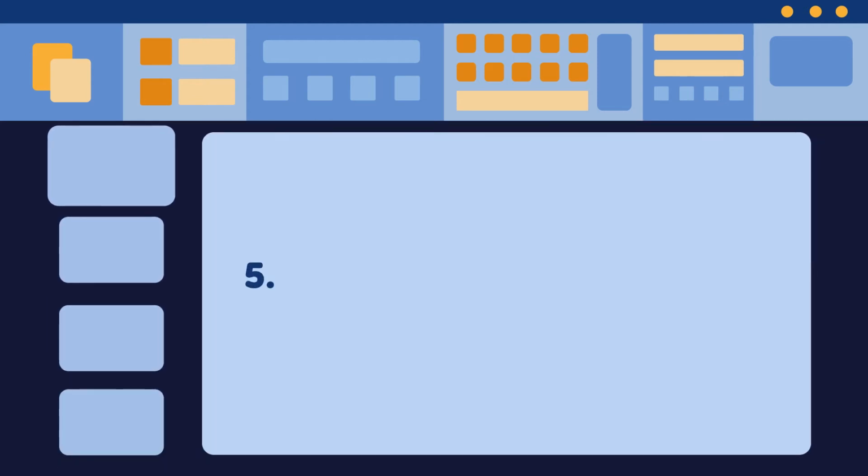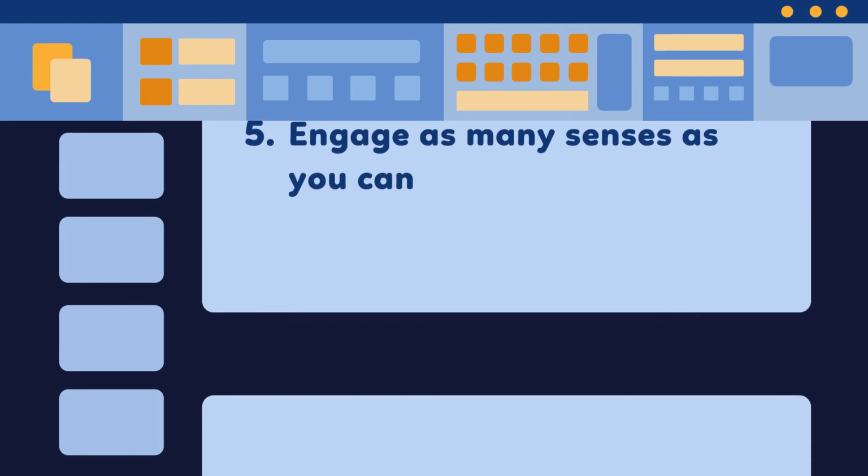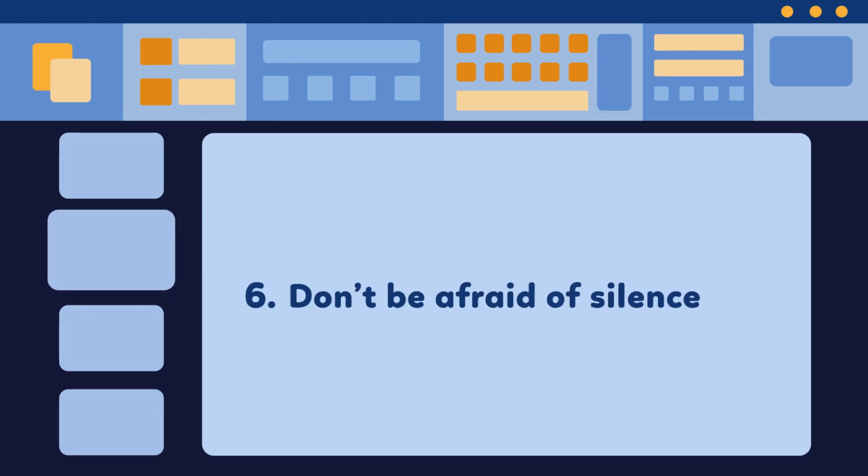Tip number 5, engage as many senses as you can by using your voice, using video, using images, using color, and of course using hands-on activities. Tip number 6, don't be afraid of silence. Those moments will give you time to think and give your learners a chance to process what they are learning from you.